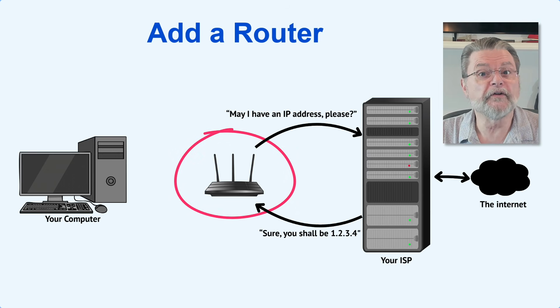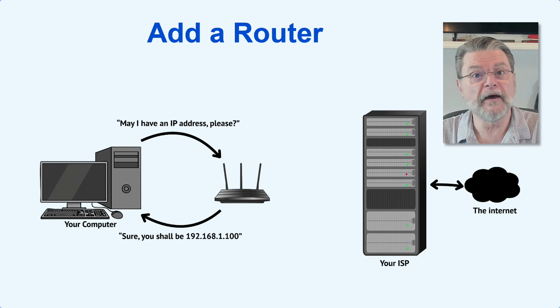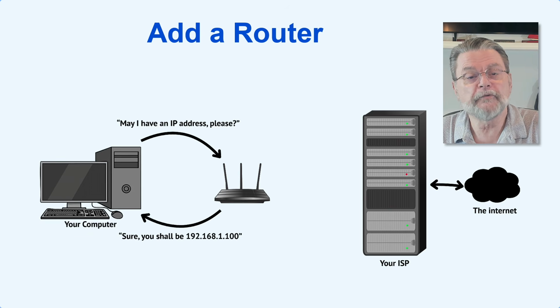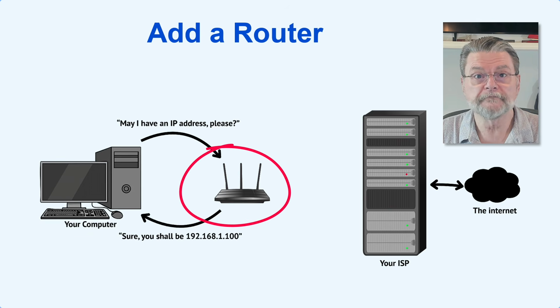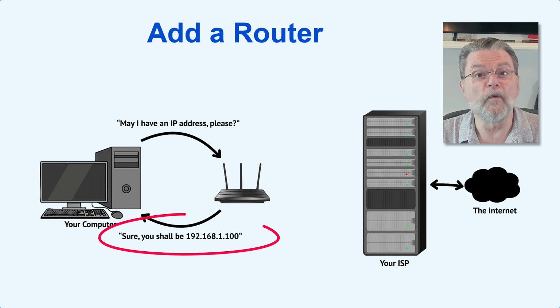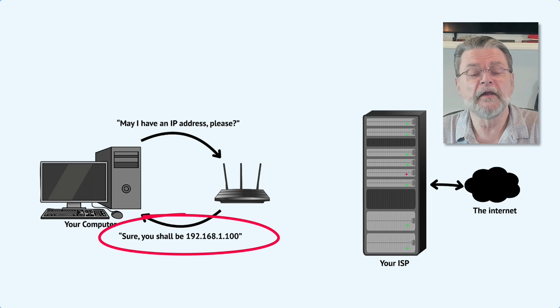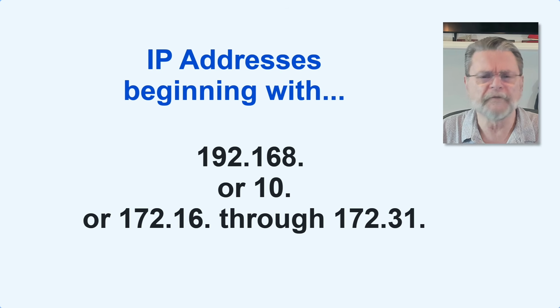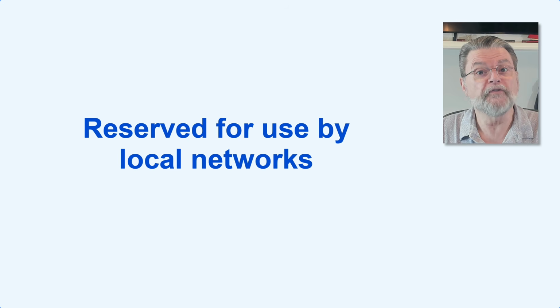Now, at some point, you turn on your computer, which is connected to the router. The computer also asks for an IP address. It makes its request, and this time it receives an IP address back from the router. Note that the 192.168 address is special. You'll never see IP addresses beginning with 192.168 or 10. or 172.16 through 172.31 on the internet. Those are reserved specifically for use by local networks, which is exactly what we've just set up.